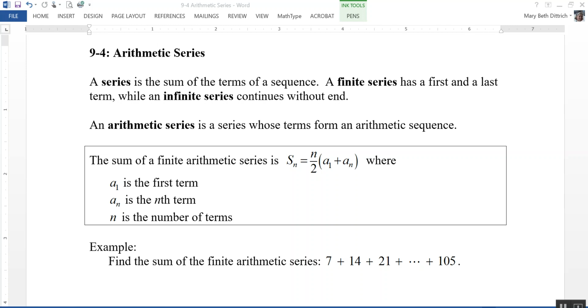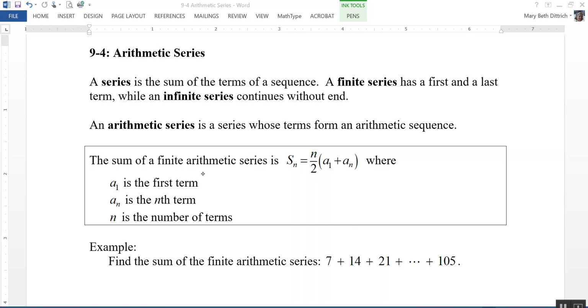Section 9.4 is on arithmetic series. A series is the sum of the terms of a sequence. A finite series has a first and a last term, while an infinite series continues without end. An arithmetic series is a series whose terms form an arithmetic sequence.